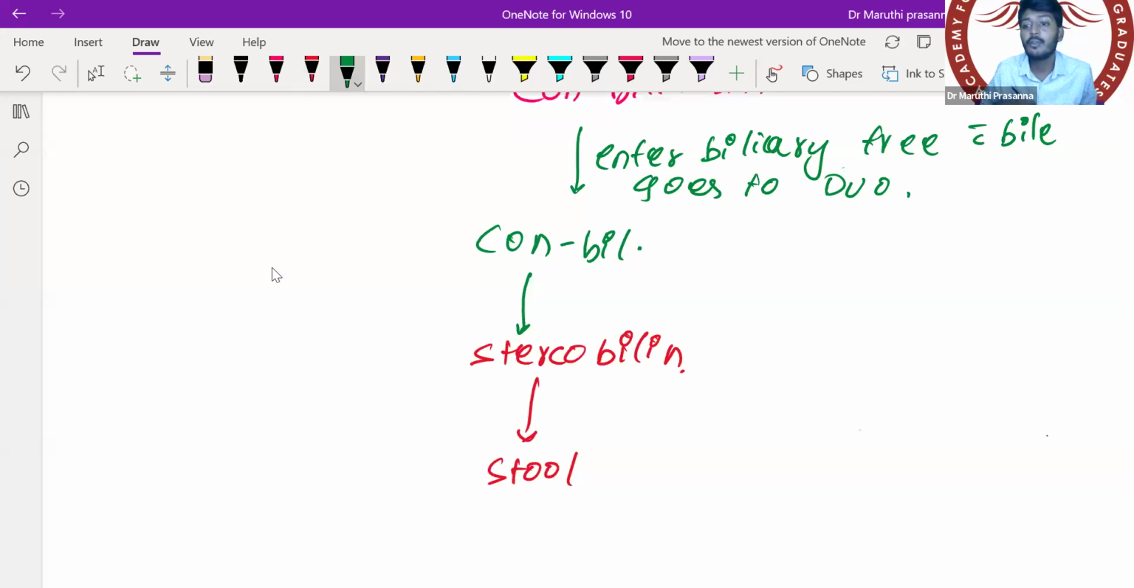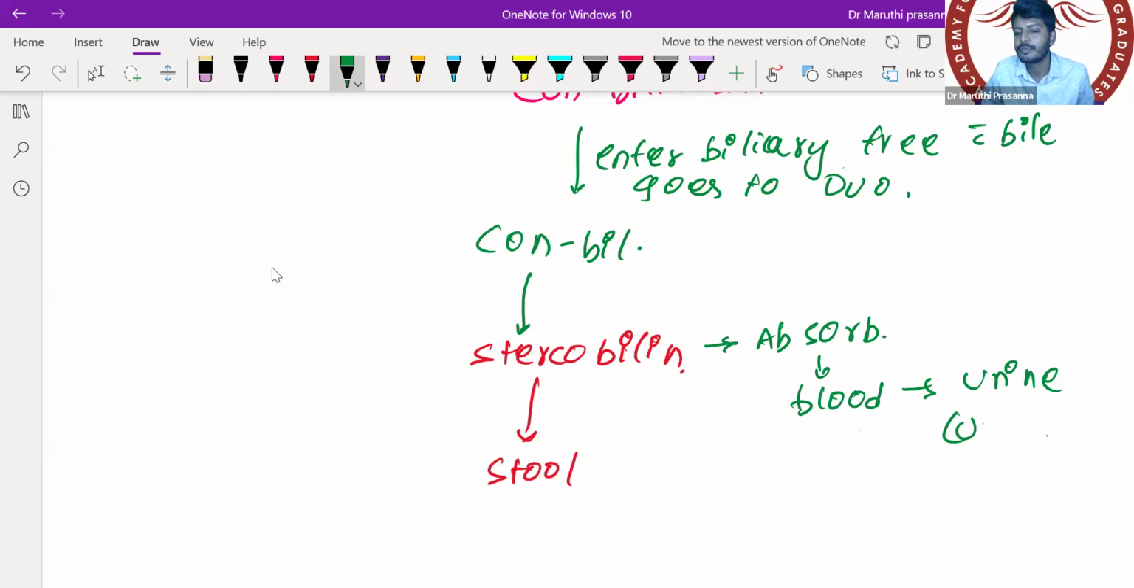Now this stercobilin, instead of going into the stool, can get absorbed and enter the blood. From the blood, it can go into the urine. When it is going into the urine, we call it urobilin. What is that? Urobilin. Clear, everybody, so far?